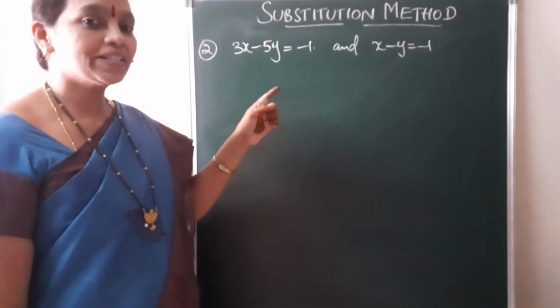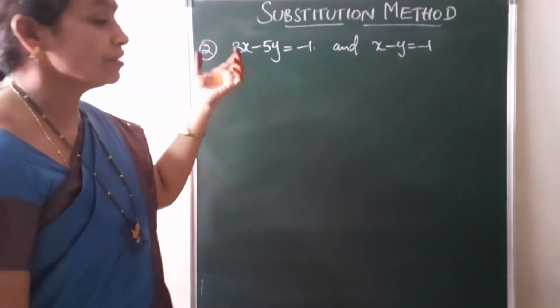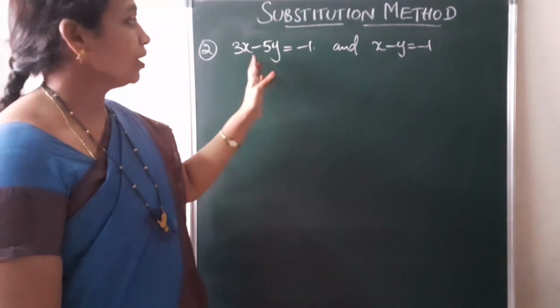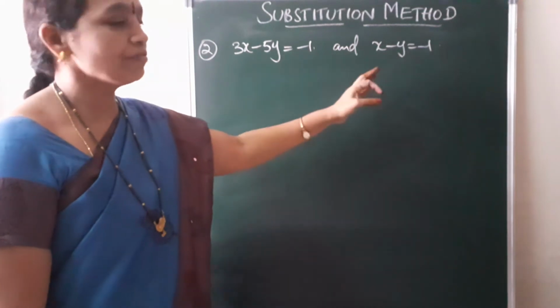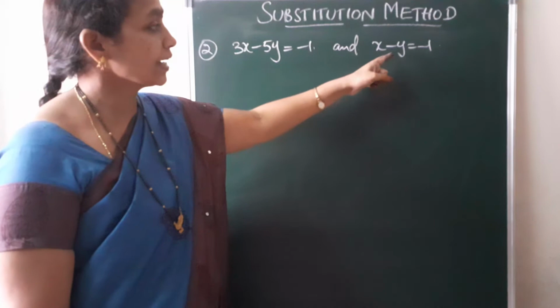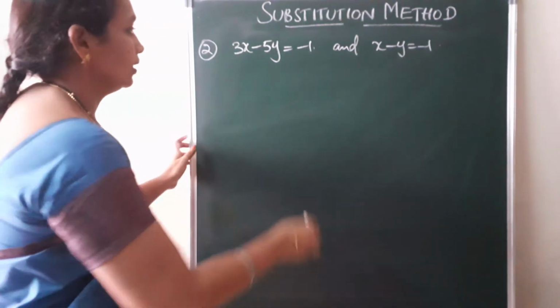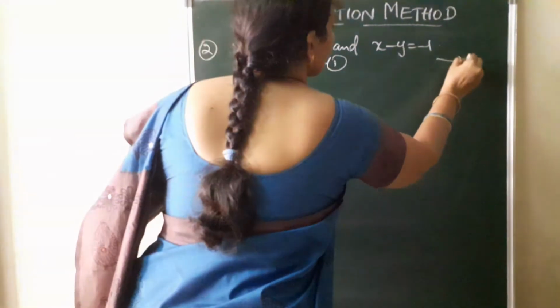So in the previous example, we made y the subject from the first equation. But not only from the first equation, from any of the equations we can make any of the variables the subject. So here I am making x the subject from the second equation. Whatever is easy, we have to select that. So this is the first equation and second equation.